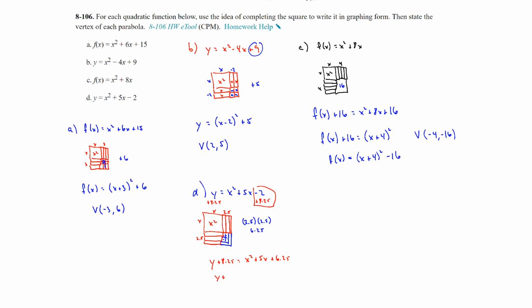So this would be y plus 8.25 is equal to, now you can see the side length is x plus 2.5 squared, and now I'll have to subtract the 8.25 from the other side. And so my graphing form or vertex form would be y equals x plus 2.5 quantity squared minus 8.25, which means we have a vertex at -2.5 and -8.25.